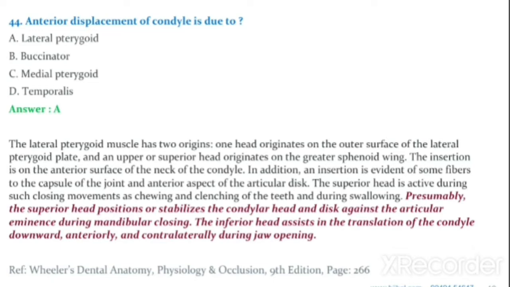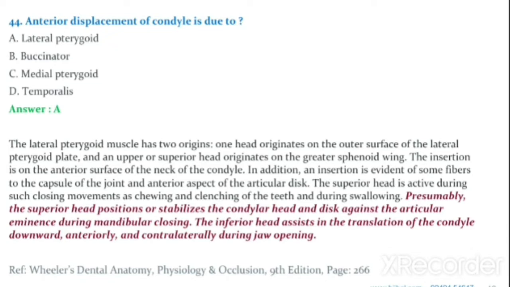The superior head is active during such closing movements as chewing and clenching of teeth, and during swallowing. Presumably, the superior head positions or stabilizes the condylar head and disc against the articular eminence during mandibular closing. The inferior head assists in the translation of the condyle downward.